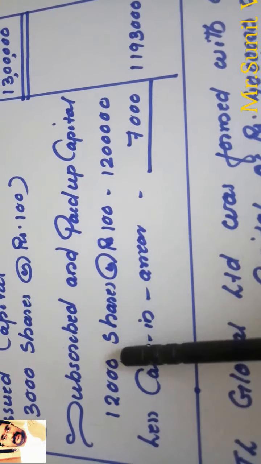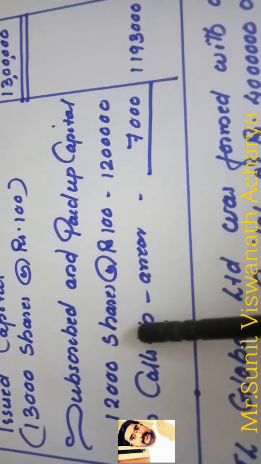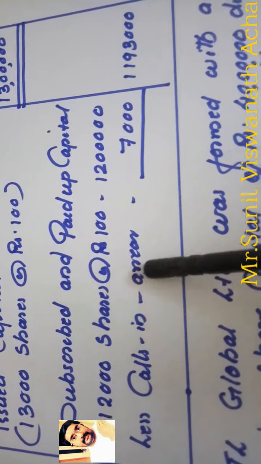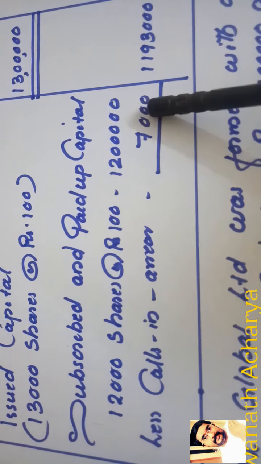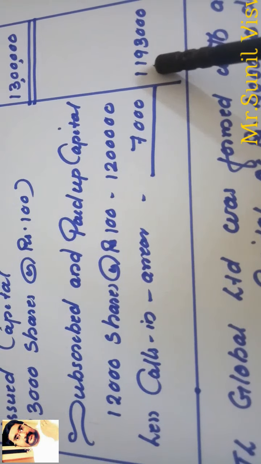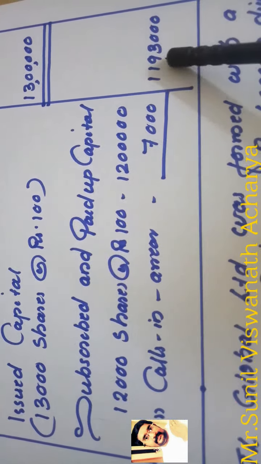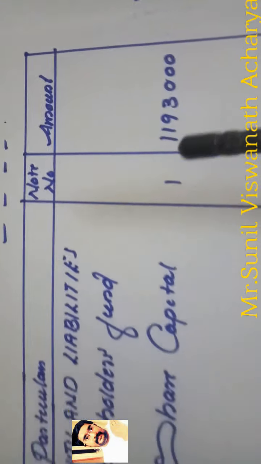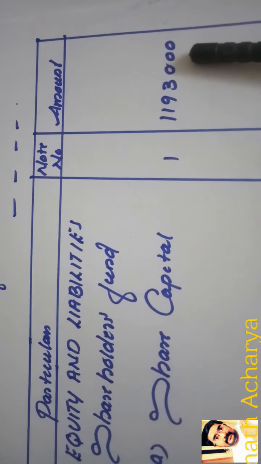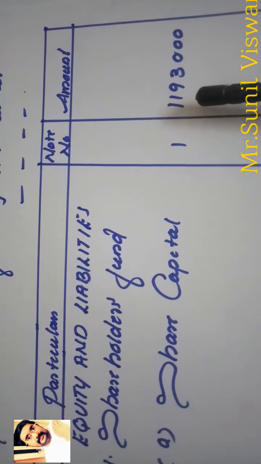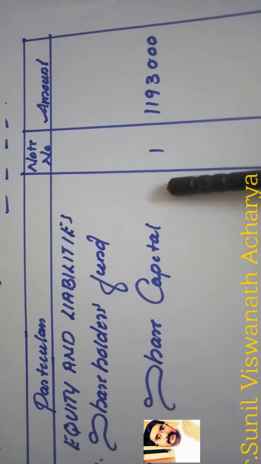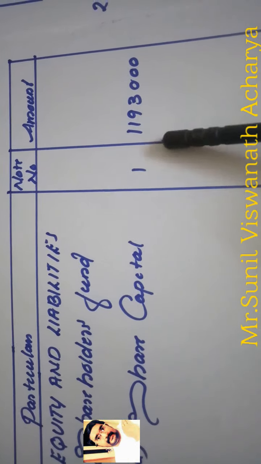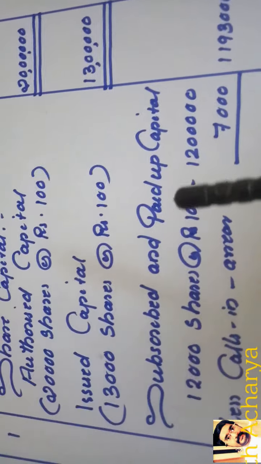So subscribed and paid up capital is 12,000 shares at rupees 100, 12 lakhs, less calls in arrears on 100 shares at 70, because allotment and first call money is 30 plus 40, 70. So 100 into 70 is 7,000 rupees calls in arrears. The balance, 11 lakh 93,000 rupees, is the paid up capital. Only this amount we show in the main balance sheet, which we already drew: 11 lakh 93,000. If we were showing the complete balance sheet, all the items, bank and the asset side, would come. But if you are asked only for share capital, this is the way to represent it as per this question.